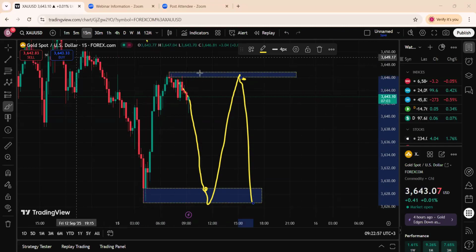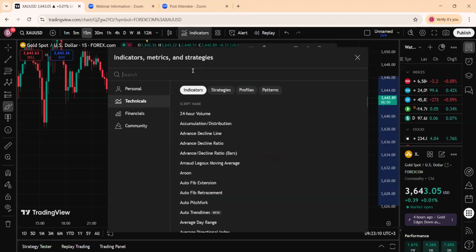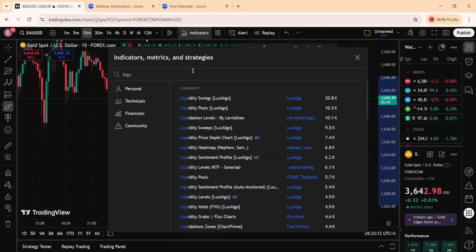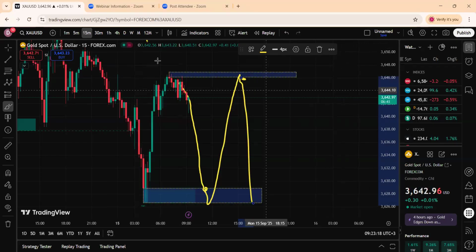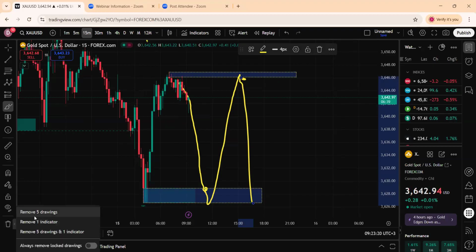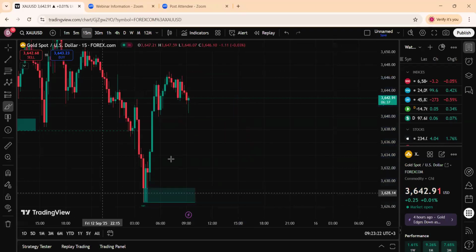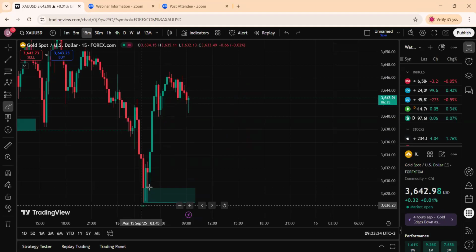If you are lazy and you don't know how to identify those zones, for now I don't teach my students to use indicators, but you can use an indicator we call liquidity swing, this one here. If you place this indicator, it will automatically detect your support and your resistance. Let me clear my drawings. You can see this one.